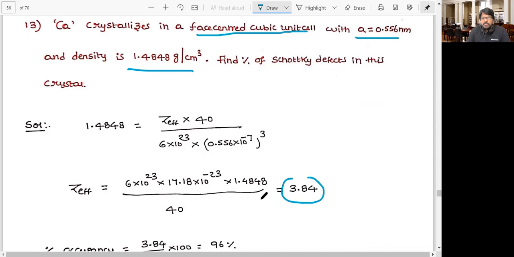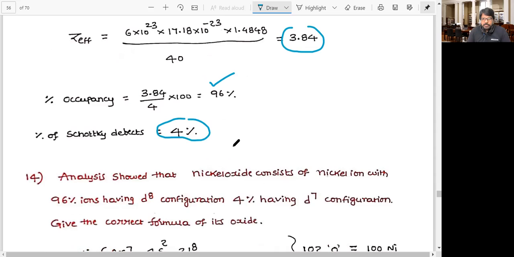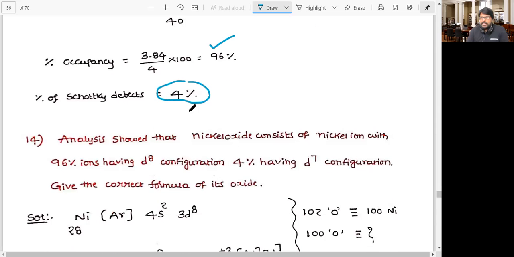All right. And that is 96% occupancy. And here he's asking the percentage of Schottky defects, which will be 4%. Same model actually. Let us take the next one.